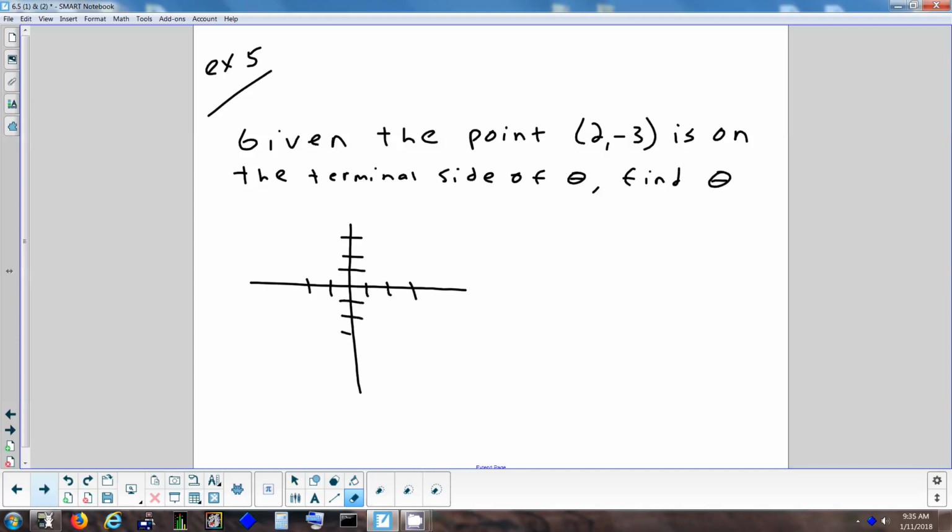Let's graph the point 2, -3. So now, if we're labeling the side lengths in the triangle, that side is still 2, that side is still 3, and the hypotenuse is still square root of 13. It's the same triangle. So if you were to find theta, what you would be finding is this angle right there. But what they really want to know is this angle.